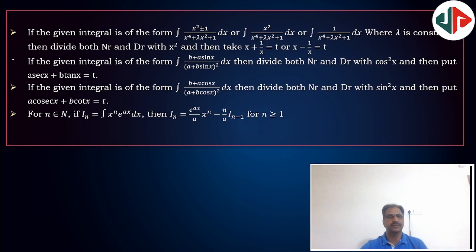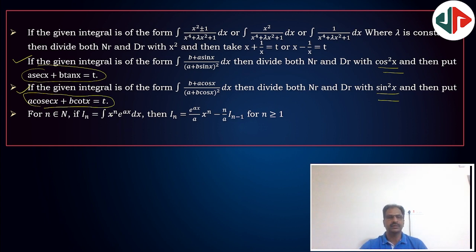Next, look at this. If given integral is of this form, integral 1 by a plus b sin x whole square, or b plus a sin x by a plus b sin x whole square, then divide numerator and denominator with cos x. When you have sin x, you have to divide with cos x and put a secant x plus b tan x is equal to t. Look at the next point. Here the function containing cos x, and you have to divide it with sin x. You have to put a cosecant x plus b cot x is equal to t.